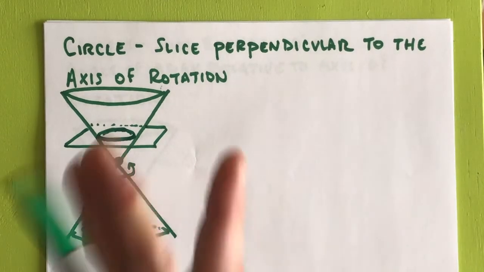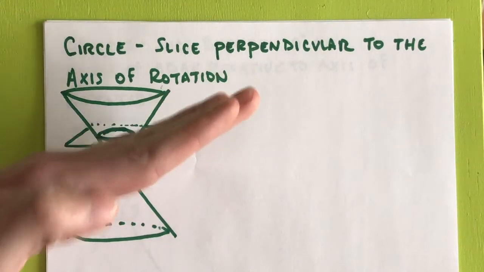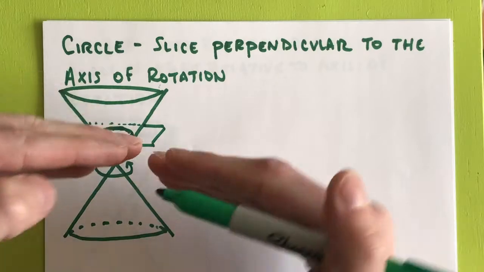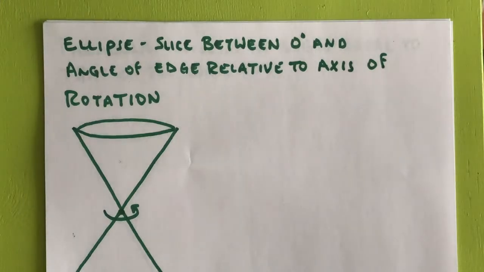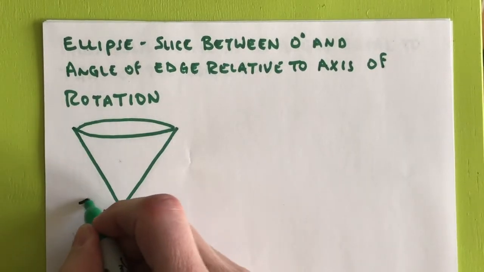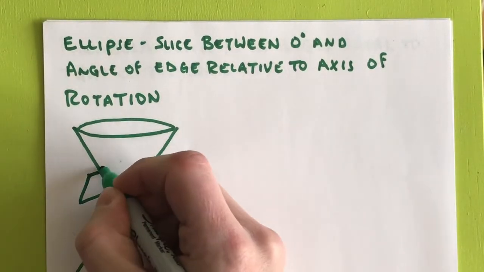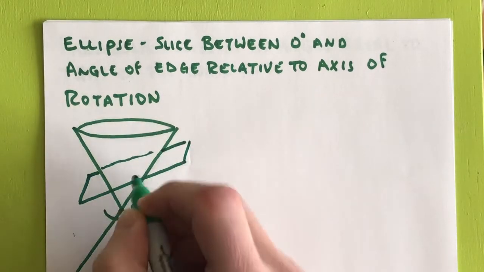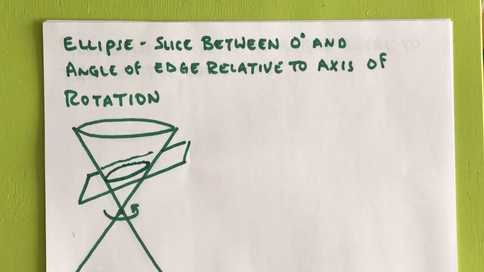Our second is if rather than slicing perpendicular to the axis of rotation, we start slicing at an angle. Well, it's going to be kind of stretched out, not perfectly in line with the cone. We get an ellipse. So if I take my plane and I slice through the cone at an angle, it's kind of like a circle, but it's going to be stretched out depending upon the angle at which we do this. So we have an ellipse there. It's kind of a stretched out circle.